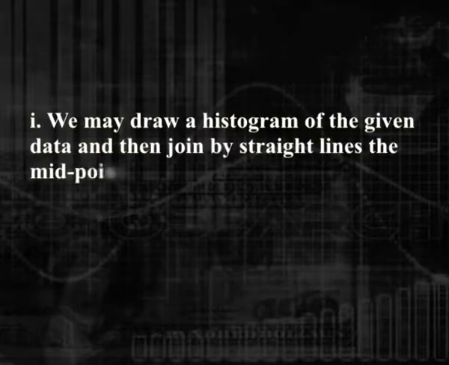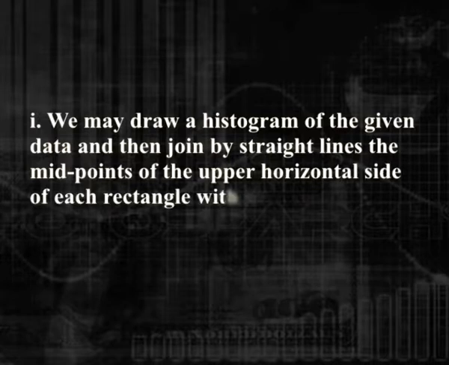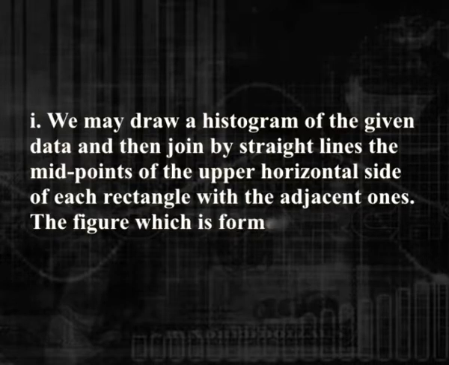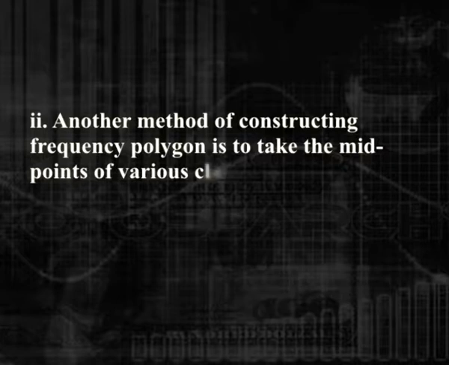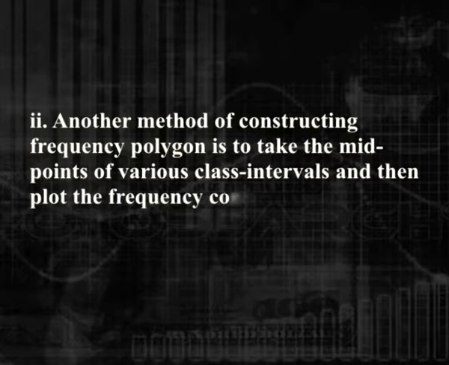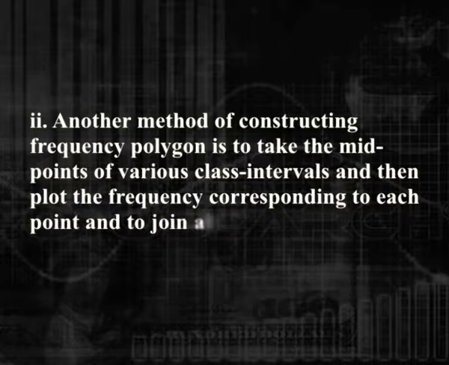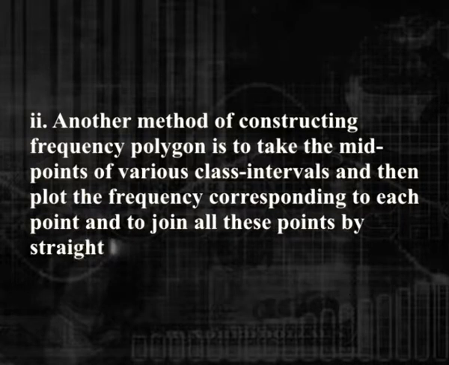First one, we may draw a histogram of the given data and then join by straight lines the midpoints of the upper horizontal side of each rectangle with the adjacent ones. The figure which is formed is called the frequency polygon. Second, another method of constructing a frequency polygon is to take the midpoints of various class intervals and then plot the frequency corresponding to each point, and join all these points by straight lines.